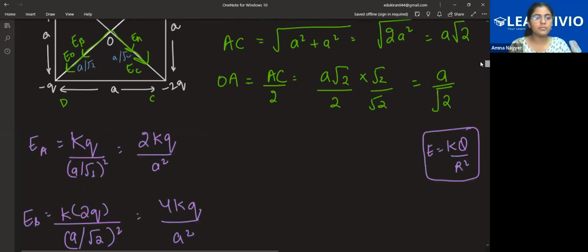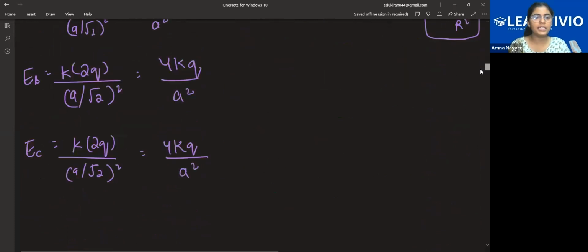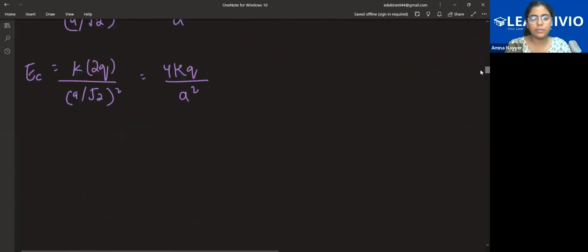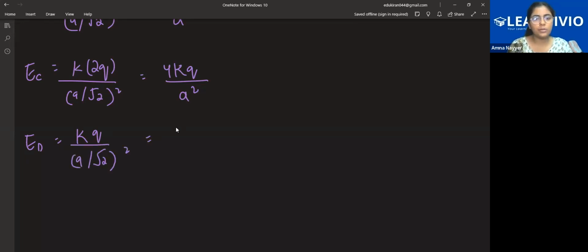And then we have ED, which has charge Q. So this is equal to K into Q divided by a by root 2 whole square. So this is equal to 2KQ divided by a square. Fine. All these magnitudes we have written. So individual electric fields are present.